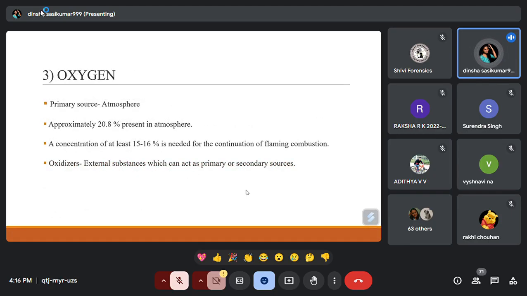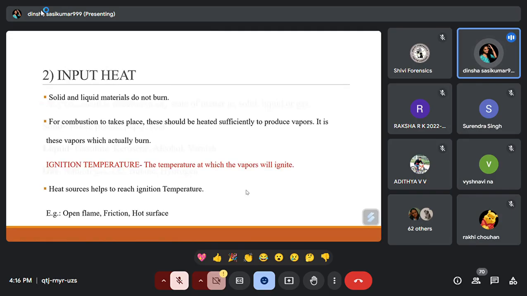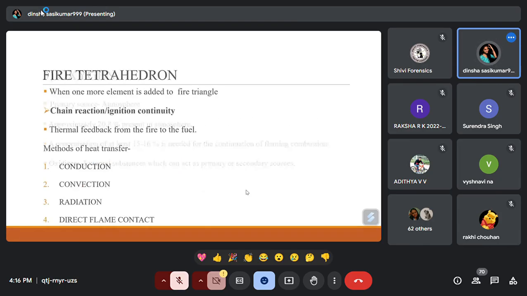These three make a fire triangle. Now, if we add one more element, we get another geometric structure, which is a fire tetrahedron. The fourth element is the chain reaction or ignition continuity. It is a thermal feedback from the fire to the fuel. For flaming combustion to take place, or for the chain reaction to continue, there should be some thermal feedback from the fire to the fuel.